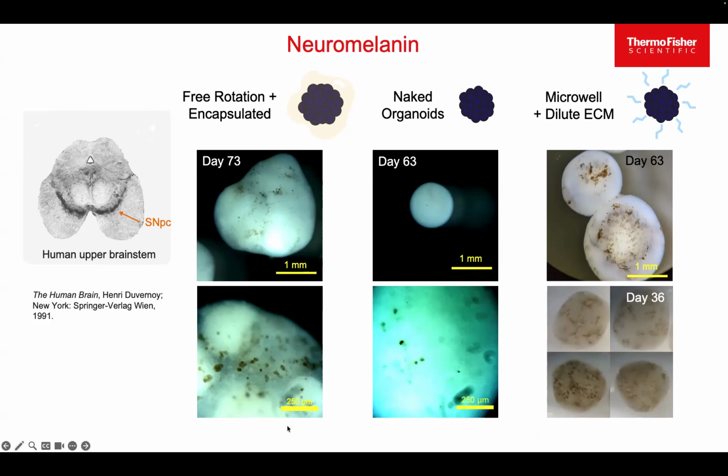The rotating Geltrex-encapsulated organoids on the left here, I'd say had more pigment, it's quite visible. But the organoids formed in these static microwells with dilute Geltrex, I would say you can see had the most neuromelanin. It was also visible earlier, which is nice, by about 5 weeks or so. And again, this more closely recapitulates what we'd expect to see in vivo.